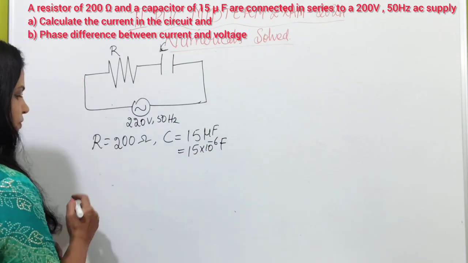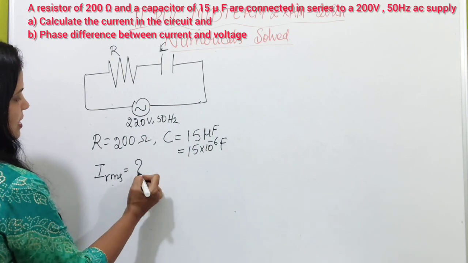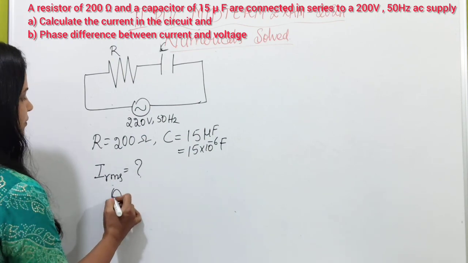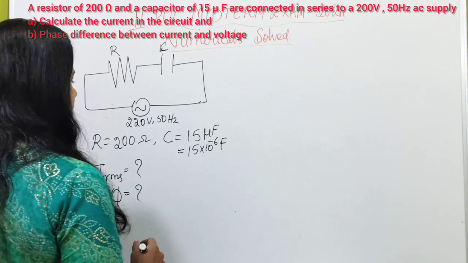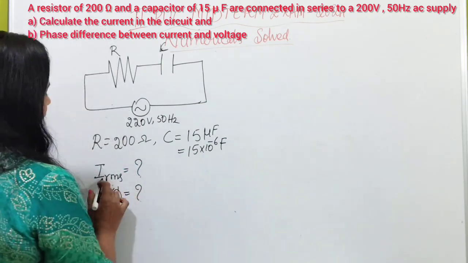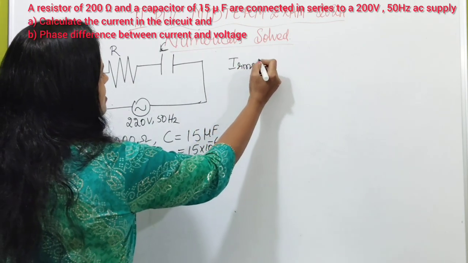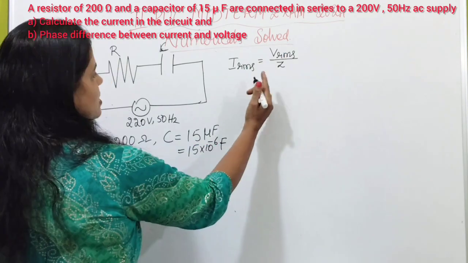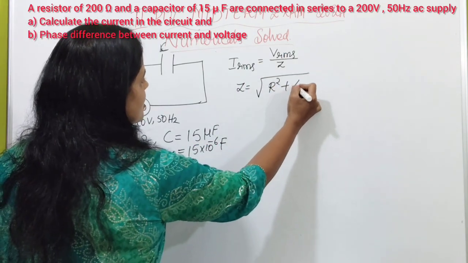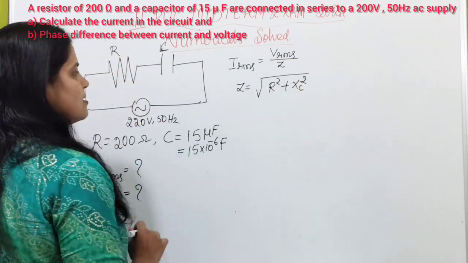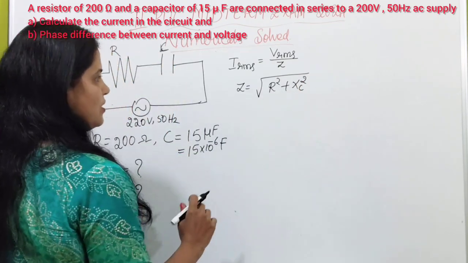The question is to find the RMS current, okay? Current means it is RMS current, and you have to calculate the phase difference between current and voltage. For that, first let us calculate the RMS current. We are using this relation. RMS current is Vrms by Z, where Z is square root of R square plus XC square. Since the inductor is not there, we directly use this relation.